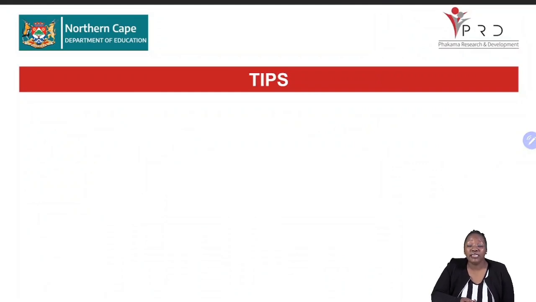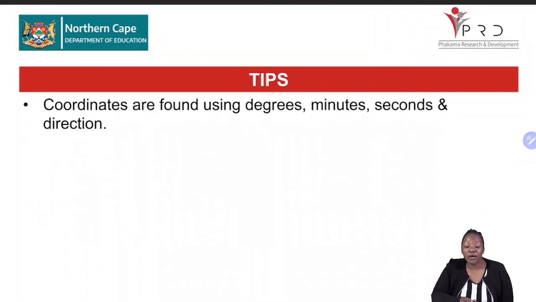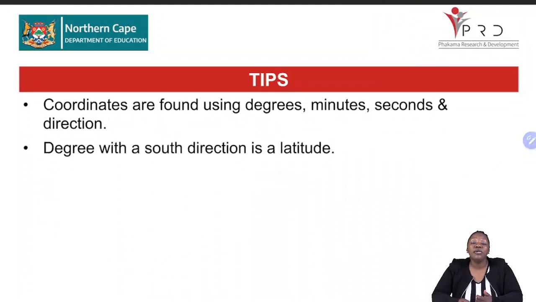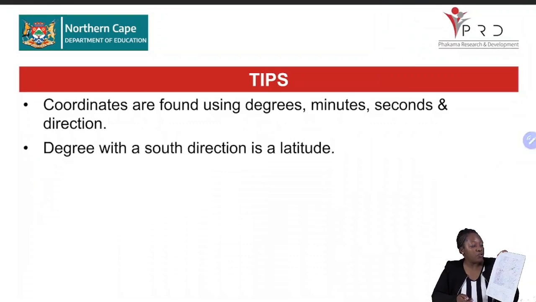Right, looking at the tips before we come to the corrections. The coordinates are found or calculated using three units: your degrees, your minutes, as well as your seconds. And then after that, the fourth one will be the direction. And then also the degree is a south, with a south direction. It is a latitude.